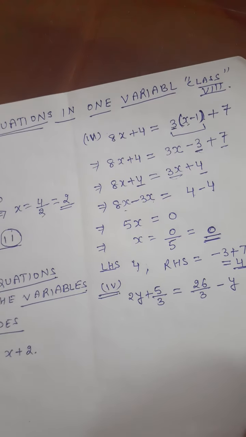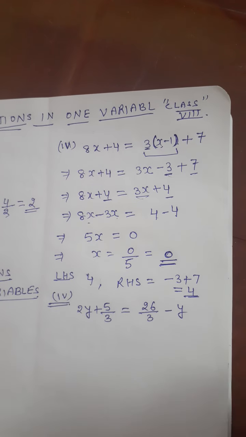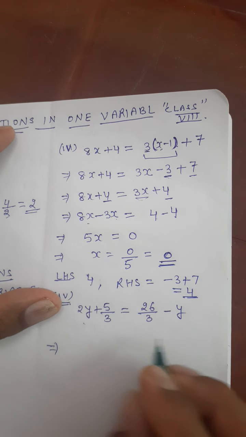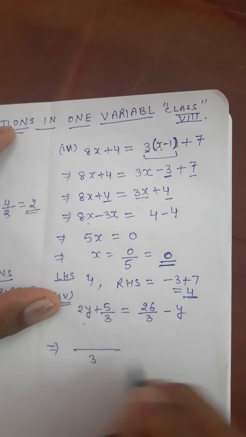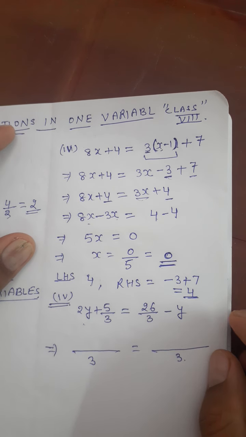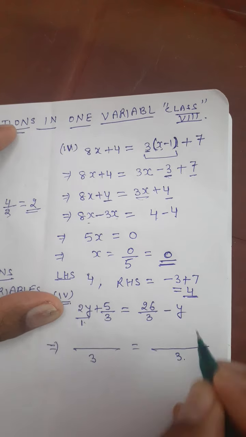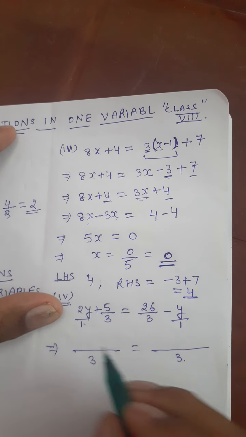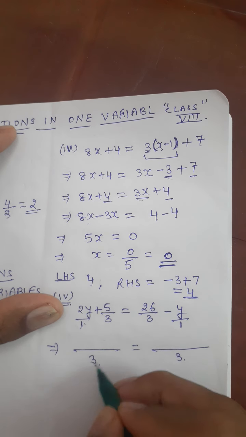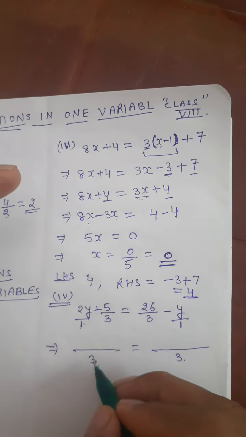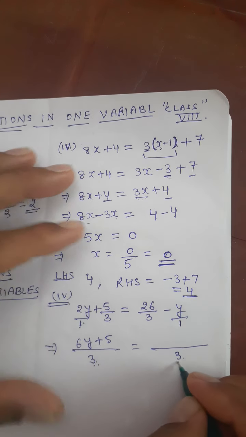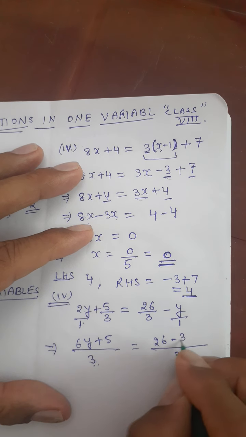Okay, now I am going to solve one more problem for you. If you have this kind of problem, what we need to do first is take the LCM, and in lower classes you have seen how to take LCM. So here we have 1, here also we have 1, and 1 and 3 have LCM 3. So 3 divided by 1 is 3, 3 multiplied by 2 is 6y plus 5, and here also 3, so it is again 26 minus 3y.